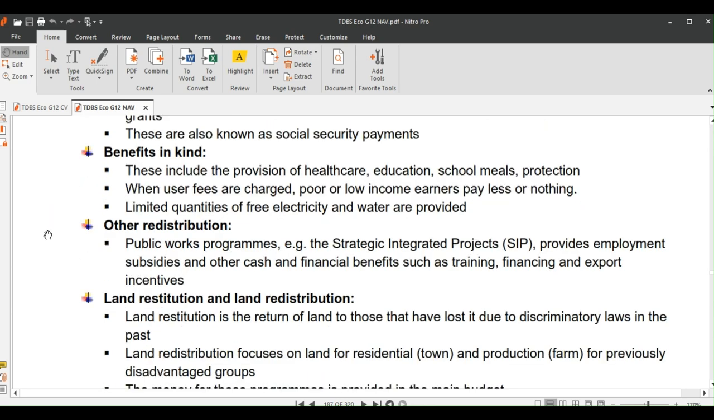The next instrument is benefits in kind. These include the provision of healthcare, education, school meals, protection, and so on free of charge. When money is charged for certain goods, a benefit in kind would be that poor or low-income earners pay less or nothing. Limited quantity of free electricity and water can also be examples of benefits in kind.